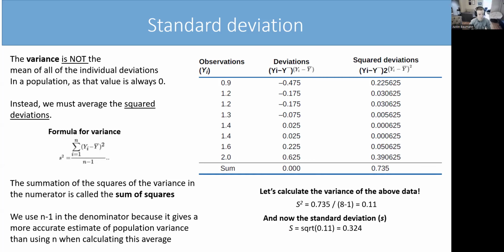The summation of the squares of the deviations in the numerator is called the sum of squares. This matters for statistics. I'm just introducing you to the concept. There again is no test. You're not going to be doing this by hand. This is just how it works. We use n-1 in the denominator here because it gives us a more accurate estimation of population-level variance than using n. It's very common to do that. So here's a bunch of observations in a population. We're calculating our deviations from the mean, knowing the actual mean.